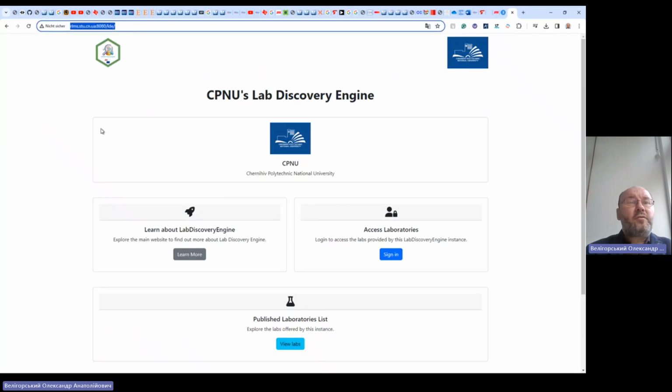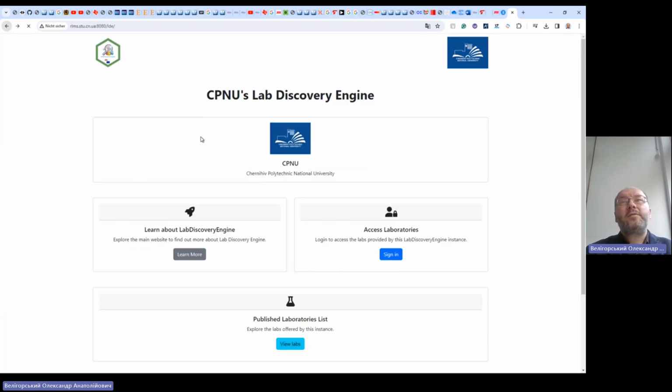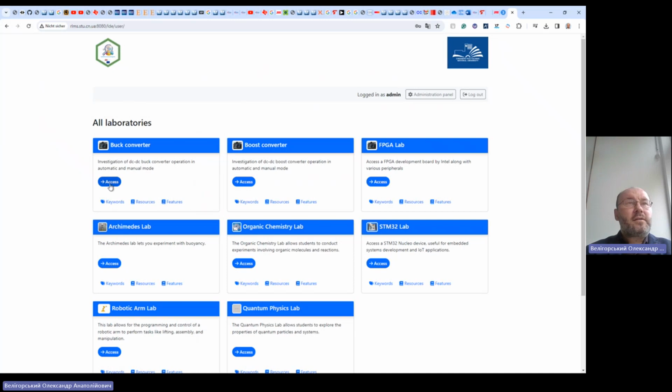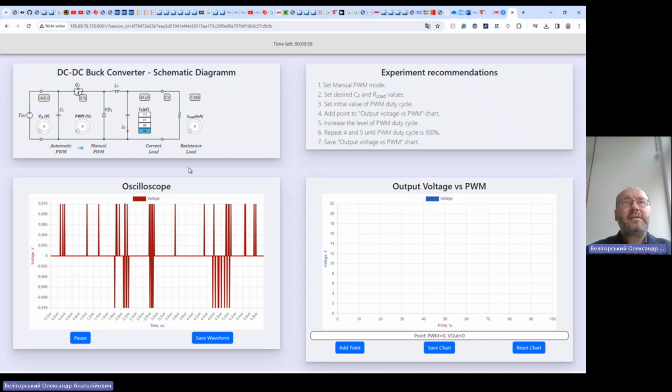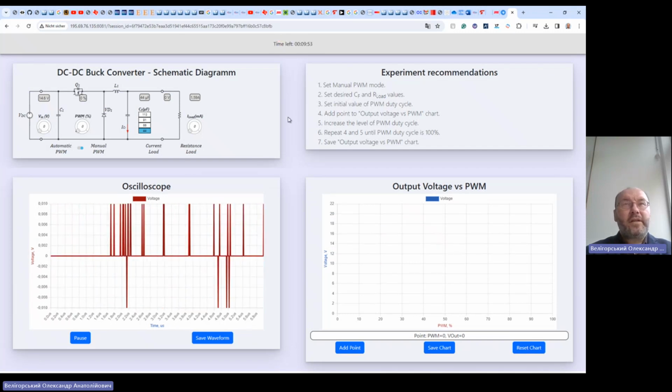So the start page of the remote laboratory, as you can see the list of the experiments. Without authorization, user cannot access the equipment. So to have the access, user need to be authorized and authenticated. And now he can access for the experiment, for example, buck converter experiment. Access is provided and user have 10 minutes limit for the experiment.